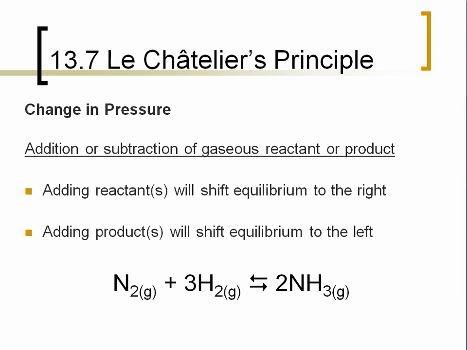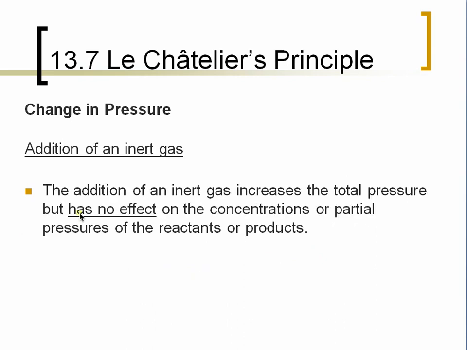Okay, the next one is adding an inert gas. If you add an inert gas, let's say helium is a good example, or maybe neon, they will have no effect on the concentration or partial pressures of the reactants. So there is no shift in equilibrium when you add some gas that's not going to react with any of the reactants or products. So that's pretty easy to think about.